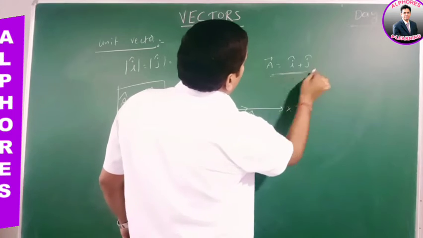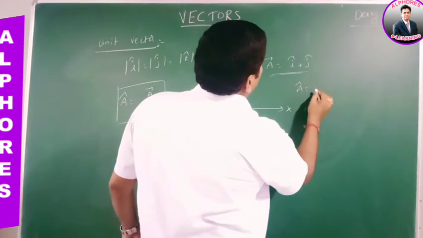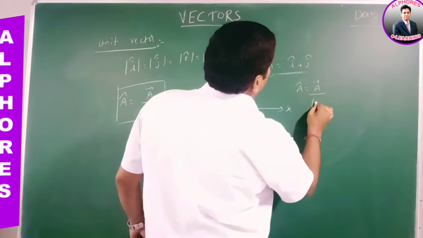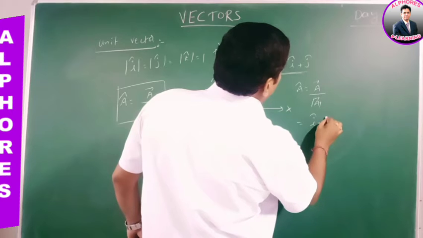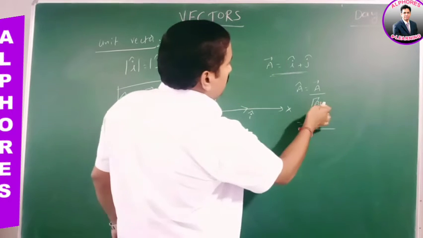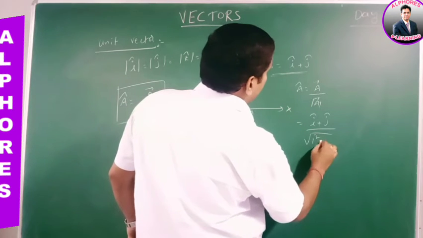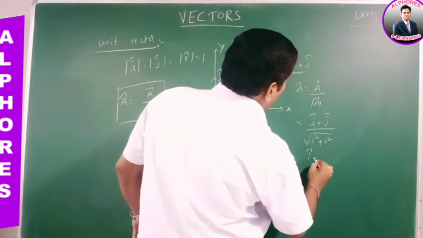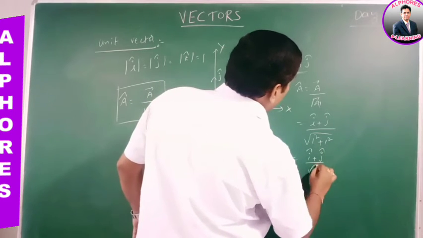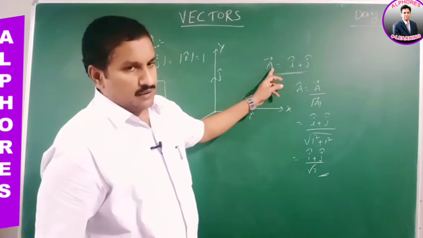Then what is meant by unit vector for this one? It means I have to define a cap is equal to a bar by magnitude of a bar. That means a bar, meaning I cap plus j cap, divided by the magnitude of this. The magnitude is the root of the i coefficient squared, which is 1 squared, plus the j coefficient squared, which is 1 squared. That means how much is it? I cap plus j cap by root 2. So this is the method to find the unit vector of any vector.